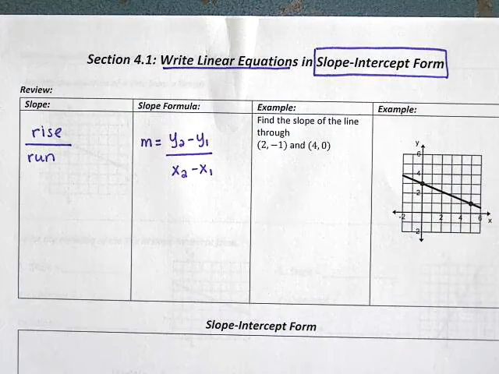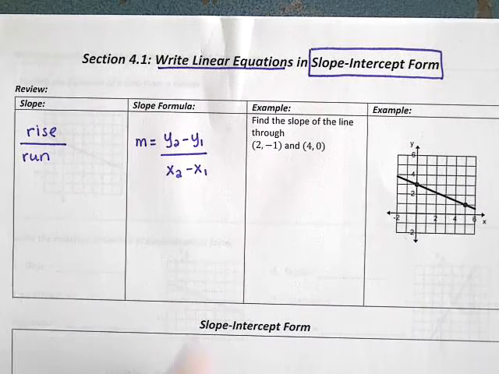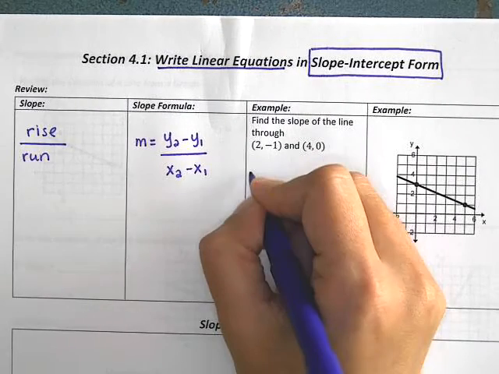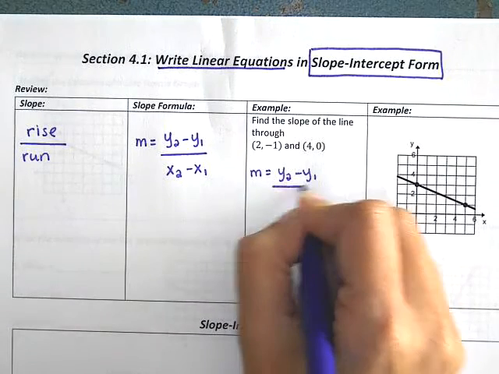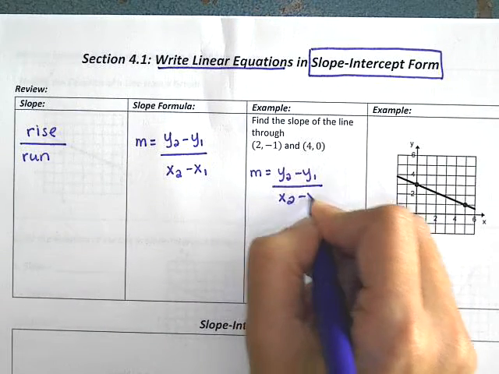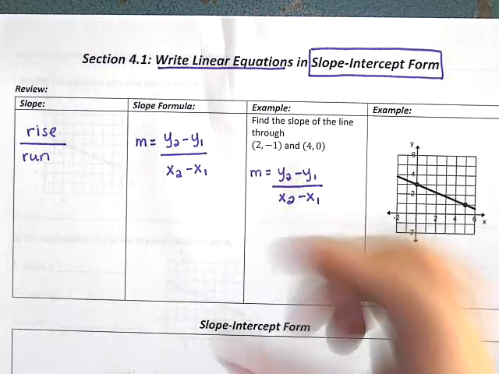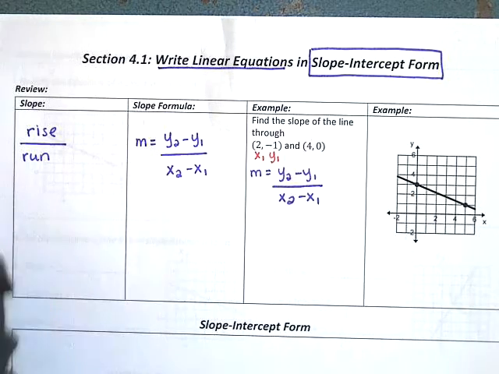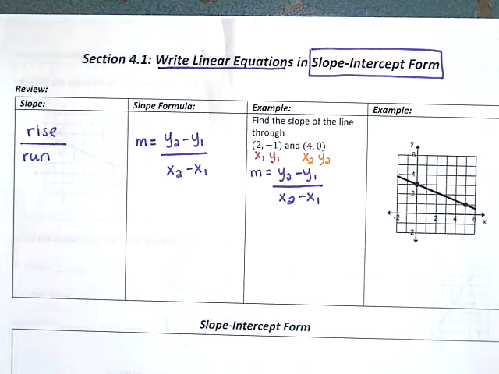So using those two ideas, let's look at a couple examples. If I say find the slope of the line that goes through these 2 points, because there are 2 points, I'm going to use my formula. y2 minus y1 over x2 minus x1. Now in these points, we call the first point point number 1, so we've got x1, y1. And we call the second point point number 2, so we've got x2, y2.